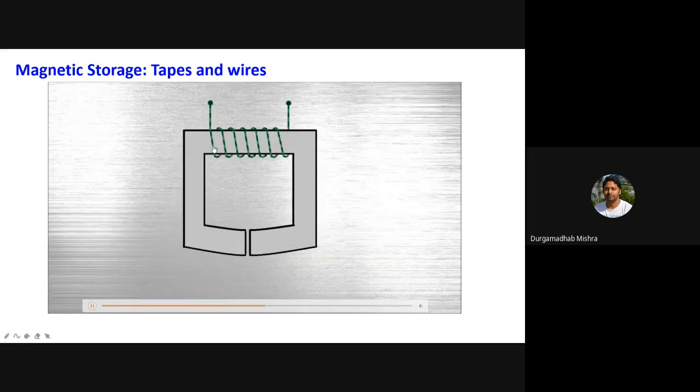In this one you can apply a current here and generate a magnetic field, and this magnetic field can change the magnetic domain pattern on your magnetic tape. Magnetic tape is nothing but something that has some magnetic materials in it. So by applying a particular current, you know what signal you are applying, and you can then write something on your magnetic material.